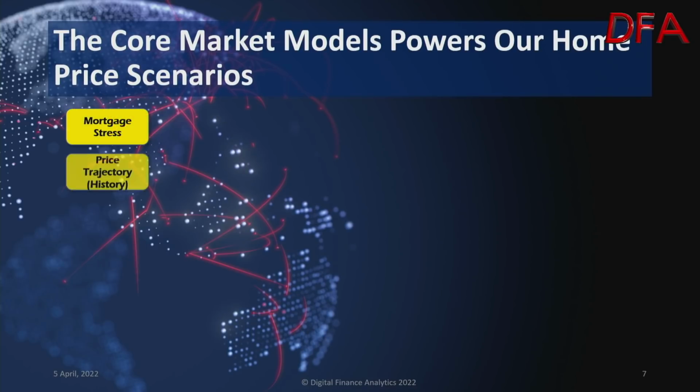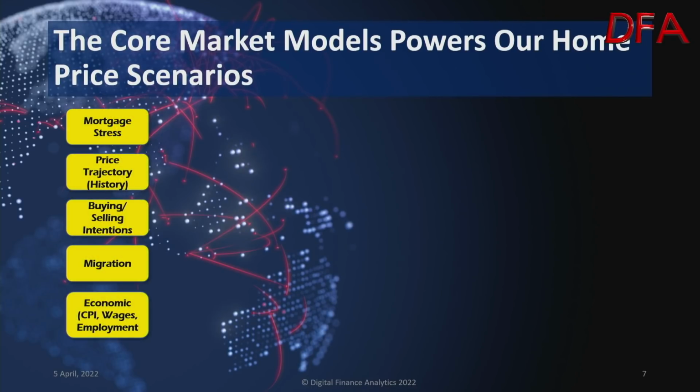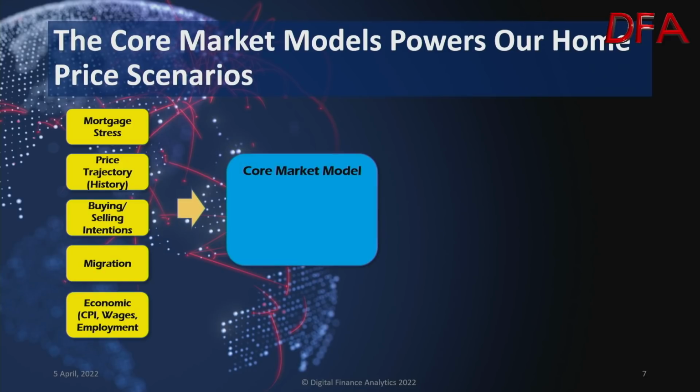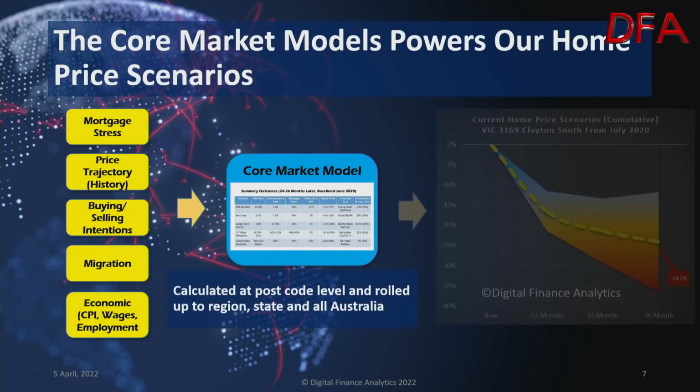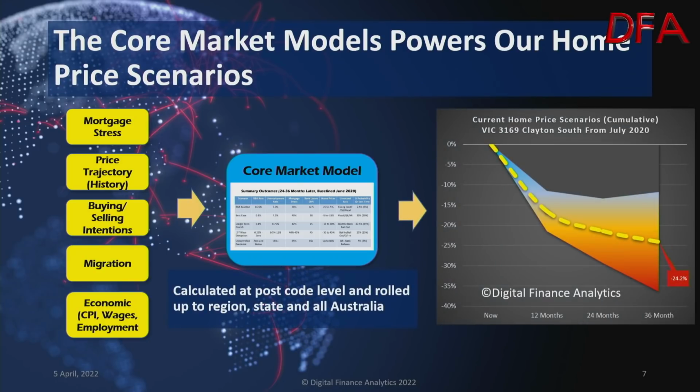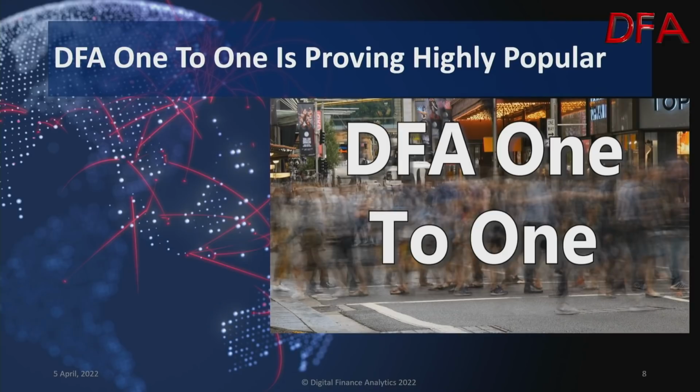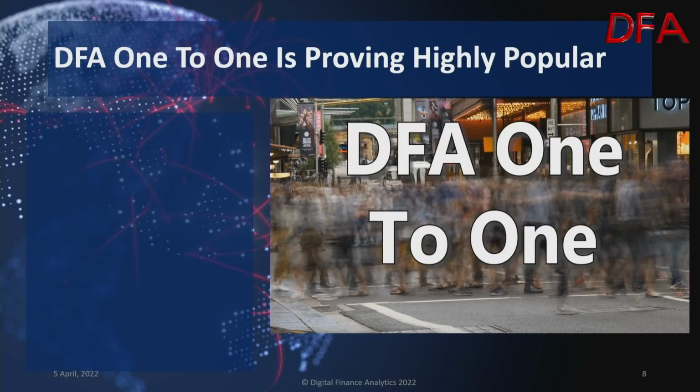And also, of course, we can take the stress, the trajectory of prices, the buying and selling intentions, the migration data, the economic data, the CPI, wages, employment, all that stuff, bring it through the core market model. And that allows us then to form an opinion down to the postcode level. And I have my postcode engine, which means that if you want to talk about a particular postcode, we can do that.